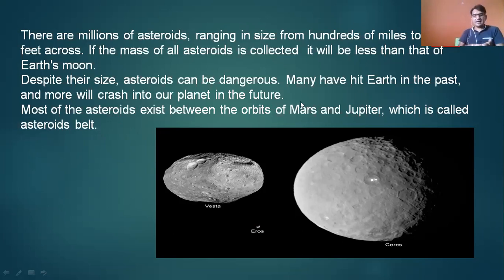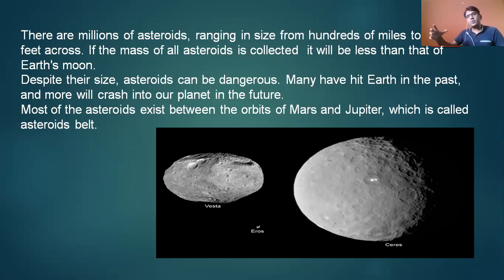So ये कहा जाता है कि though they are too small, but still we have some sort of fears, still they can come to the Earth and hit the Earth, so they can bring lots of destruction. So most of the asteroids exist between the orbits of Mars and Jupiter, which is called the asteroid belt. So though they are in the solar system, they are occupying the space in the solar system, and they are also moving around the sun.